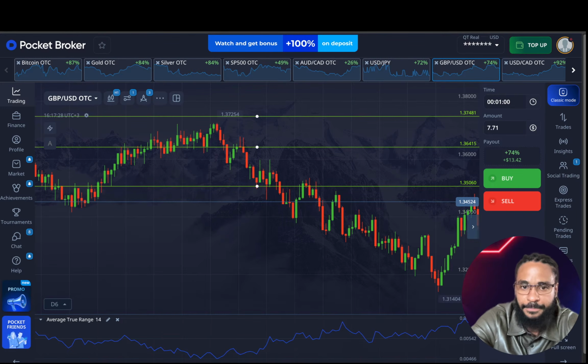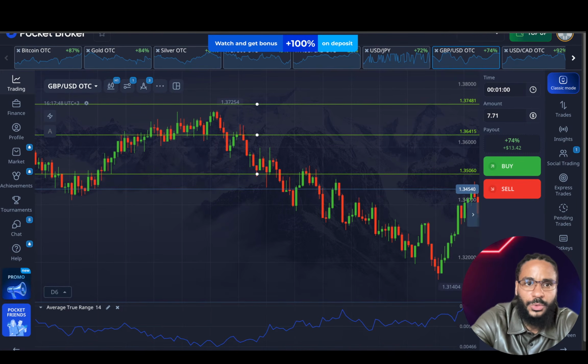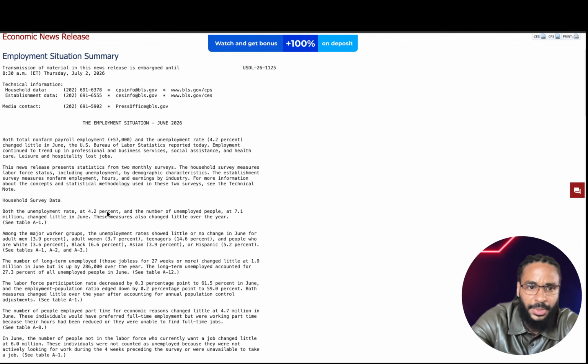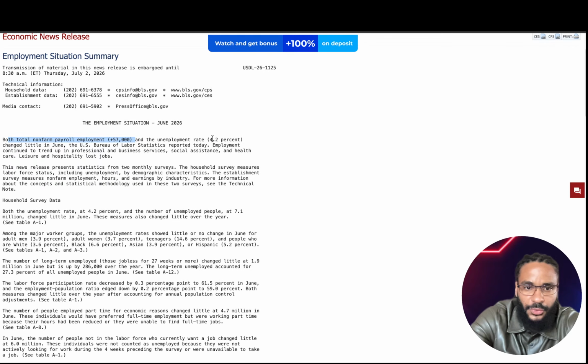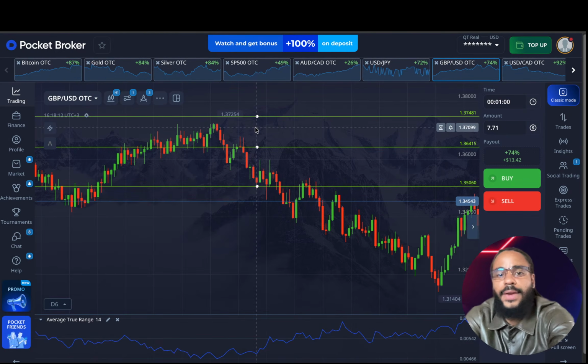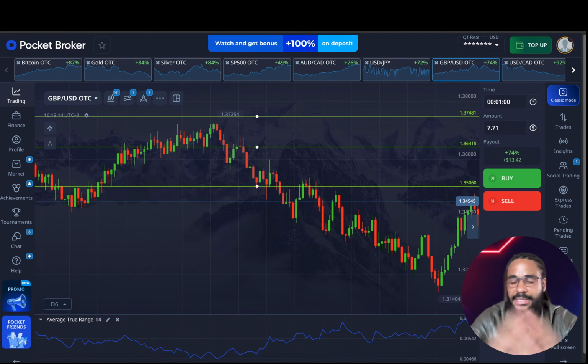This is the number of jobs that the US economy added or lost in the previous month. Okay, one simple number. If you go check this, it's one simple number. The summary starts with total non-farm payrolls employment 57,000, right? And the unemployment rate 4.2% changed little in June. The US Bureau of Statistics reported today employment continued to trend up in professional and business services. You don't have to read all that, but the key here is I'm quickly showing you where to get this data from. The interpretation will come later.